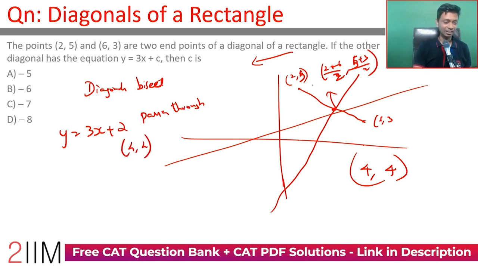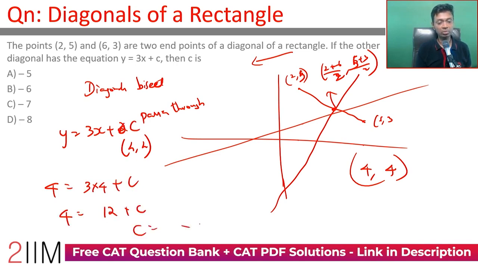of the other diagonal. So you substitute x equal to 4, y equal to 4, and this should be satisfied. 4 equals 3 into 4 plus c, or 4 equals 12 plus c, so c should be minus 8. We are looking at the equation y equals 3x minus 8.